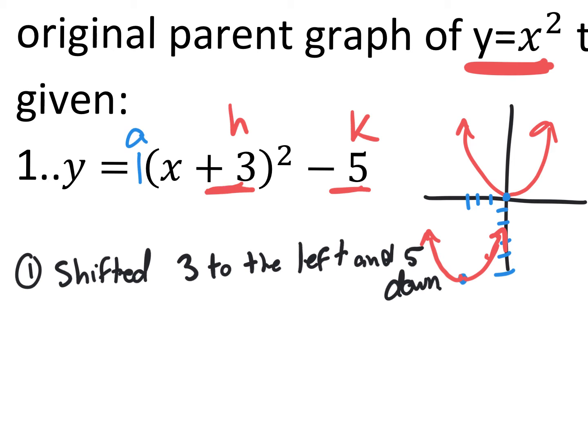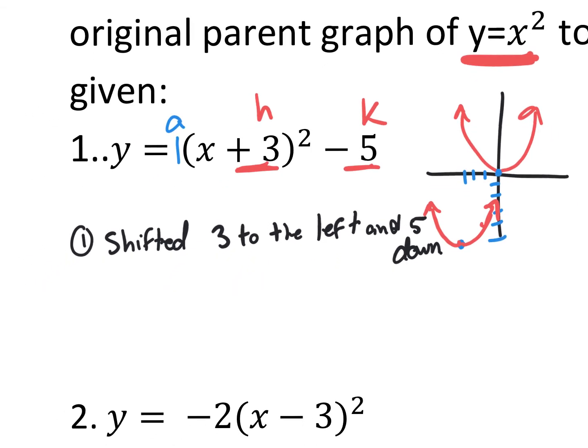And of course, with the transformations, you always look at the A value first. If it's negative, you have to say that it gets reflected over the x-axis, that it opens down. If the A value is greater than 1, you would say it gets vertically stretched by whatever that number is. That just means that it gets narrower. If it's a fraction less than 1, then you'd say it gets vertically compressed by whatever that fraction is, which means that it gets wider.